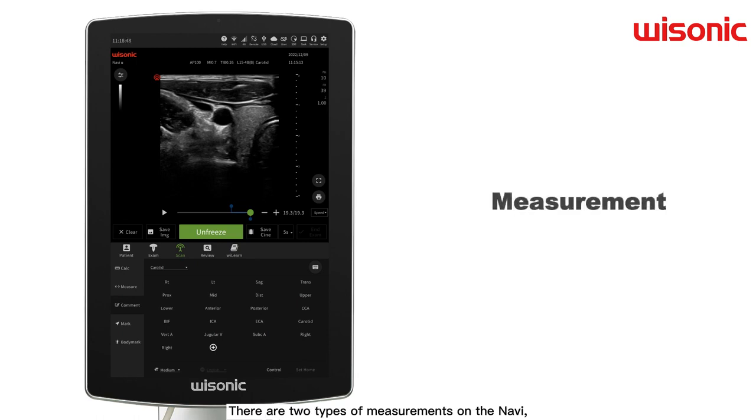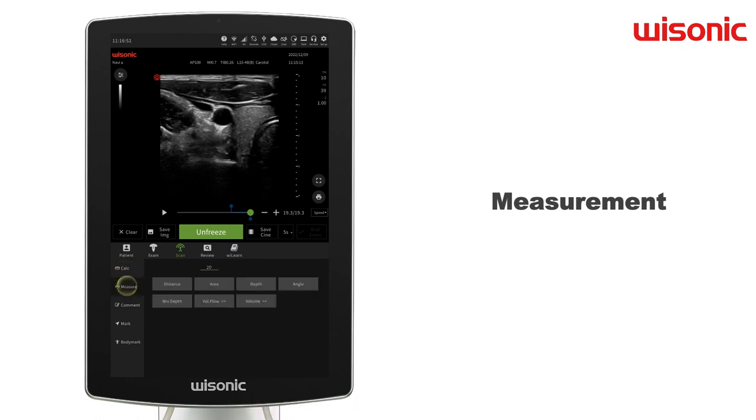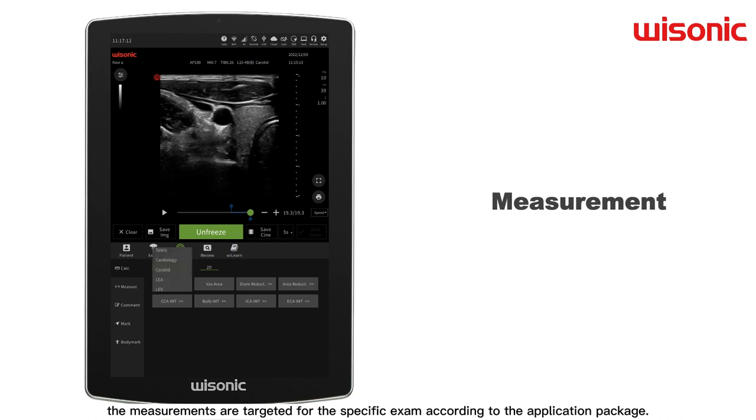There are two types of measurements on the NAVI: calculation and measure. After measure, the general calculations like distance, area, depth, and etc. can be done. To enter the advanced measurement, tap Calculation. The measurements are targeted for the specific exam according to the application package.